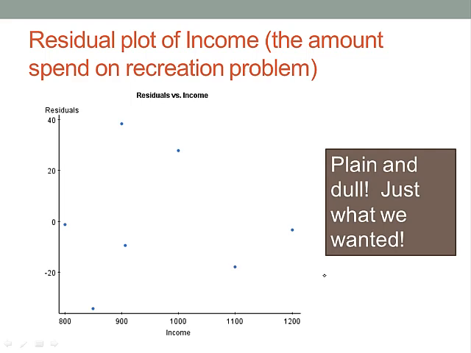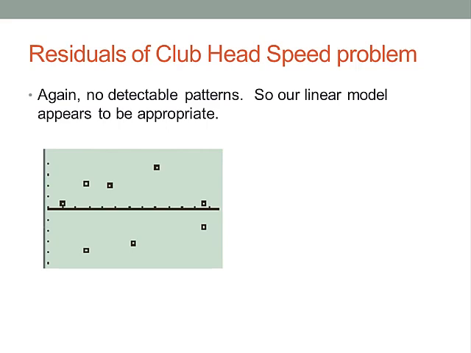If we started seeing patterns that looked like this, we go, uh-oh, that's a pattern. I can kind of tell what's going on. I'm going up, then going back down. But here, the points are all over the place, which is good news for us. And again, no detectable pattern.